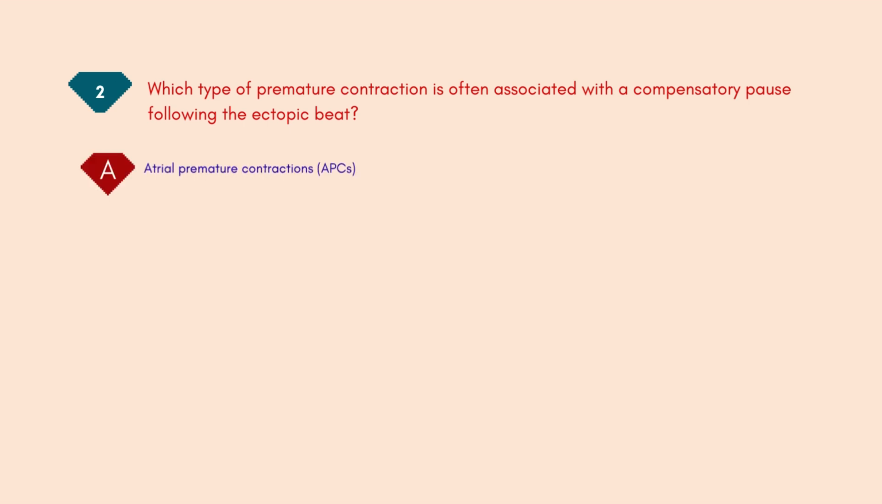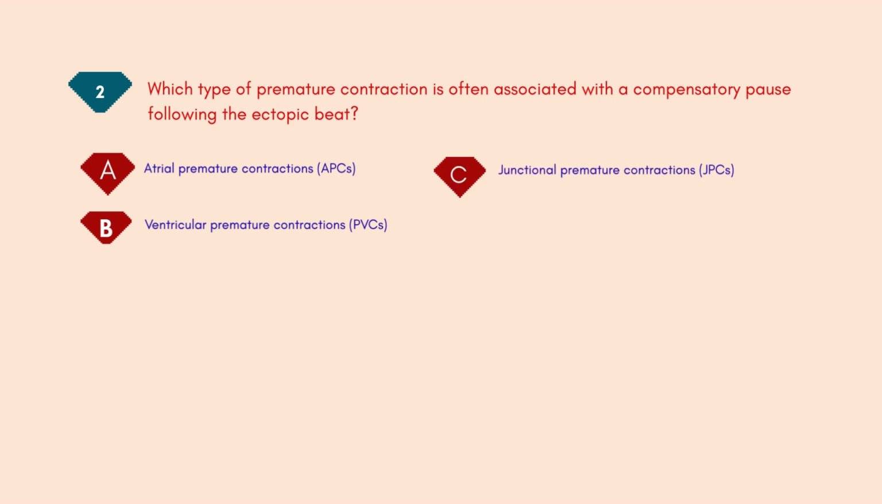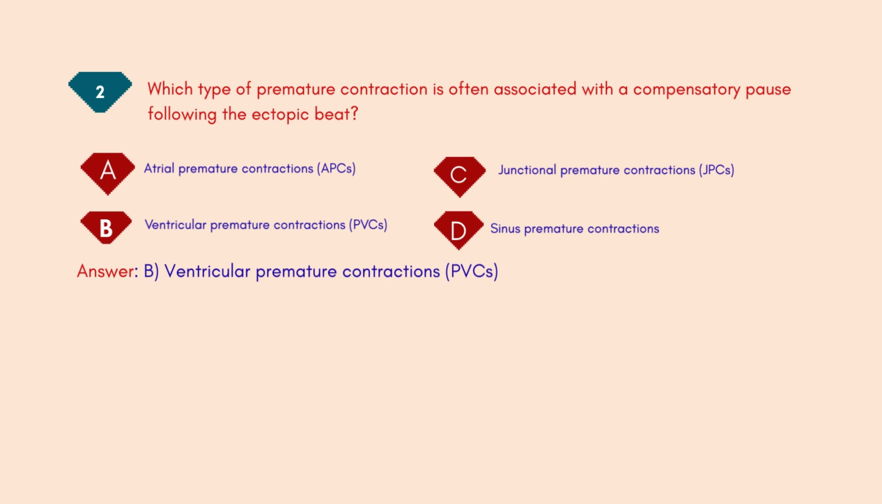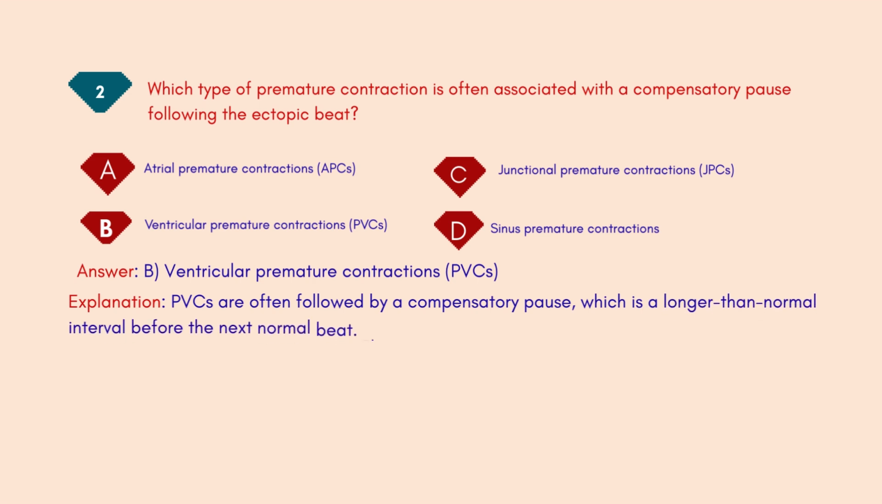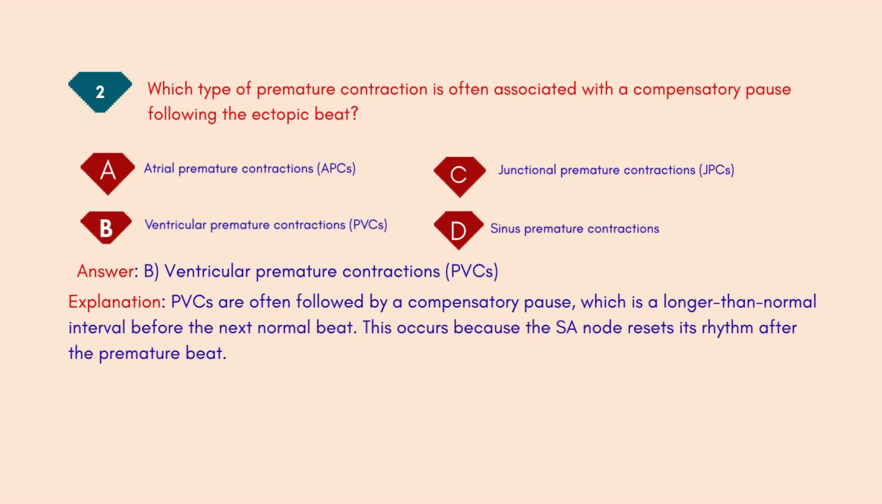A. Atrial premature contractions, APCs. B. Ventricular premature contractions, PVCs. C. Junctional premature contractions, JPCs. D. Sinus premature contractions. Answer: B. Ventricular premature contractions, PVCs. Explanation: PVCs are often followed by a compensatory pause, which is a longer than normal interval before the next normal beat. This occurs because the SA node resets its rhythm after the premature beat.